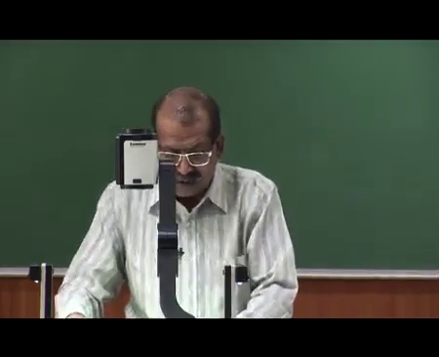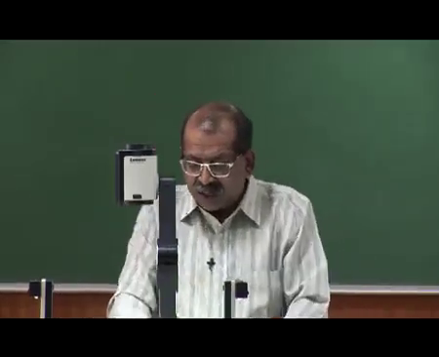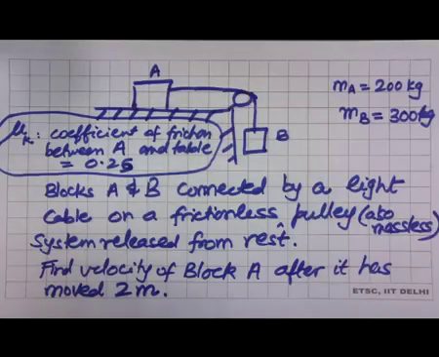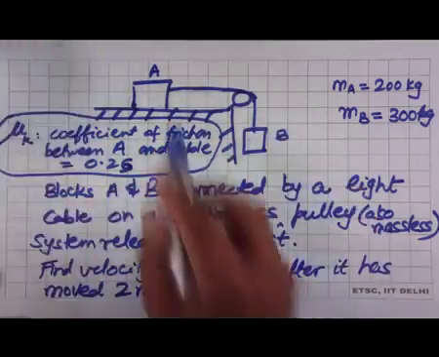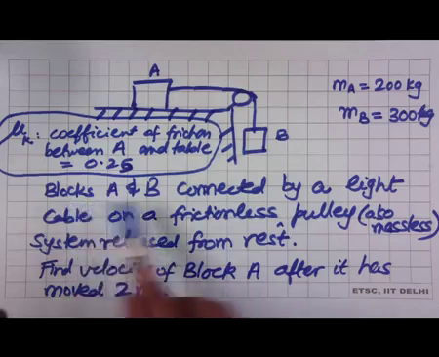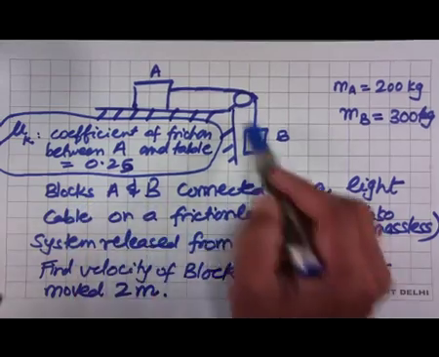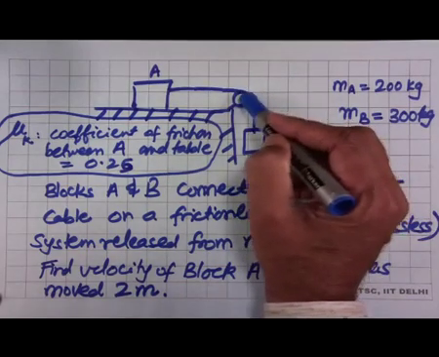We start with another example. What we are given is that there is a table on the end of which there is a pulley, and on the pulley through a string two masses A and B are connected. So, blocks A and B are connected by a light cable on a frictionless pulley, and the pulley is also very light. That means we can assume this is massless.